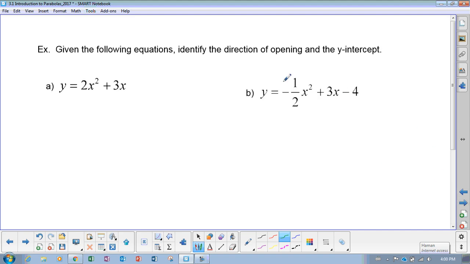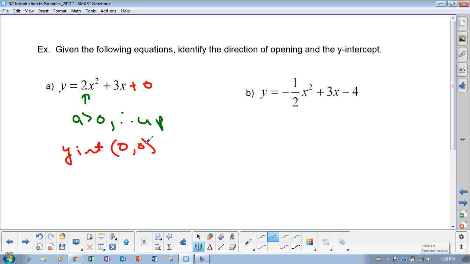So here's a couple of equations. So given the following equations, identify the direction of opening and the y-intercept. So a is greater than 0, therefore it's up. There is no c value, so this is like there's a plus 0. So that means our y-intercept is at 0, 0. Once again, make sure you're using those brackets to show that it's a coordinate.